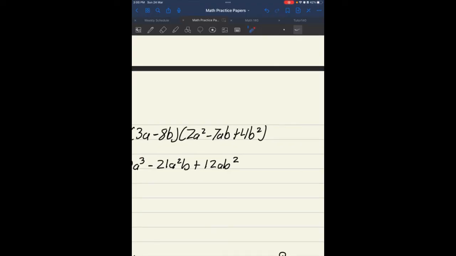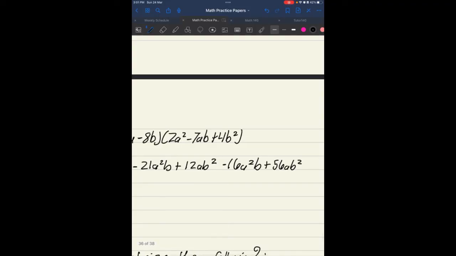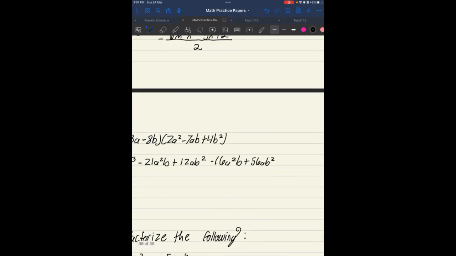We have minus 8b times all these. So minus 8b times 2a squared, that's minus 16a squared b. And then minus 8b times minus 7ab, that's positive, because negative times negative is a positive, 56ab squared, right? And then the last one, negative 8b times 4b squared, that's negative 32b cubed.